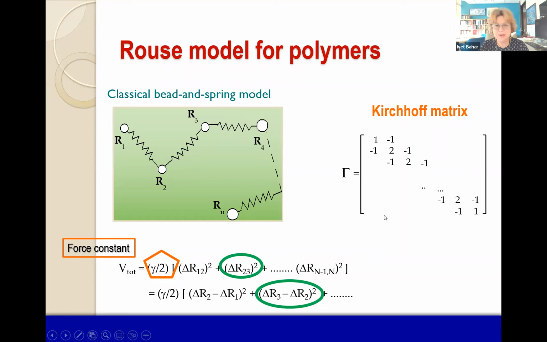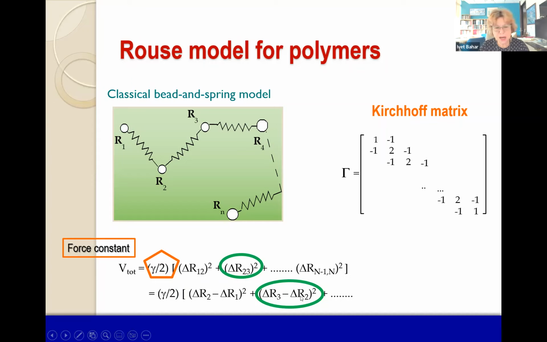are -1 and everything else is 0. So for such a system, you can represent the overall potential as a sum of harmonic functions, quadratic functions if you like, which scale with the fluctuations in the distance between nodes 1 and 2, nodes 2 and 3, etc. And there is a force constant.